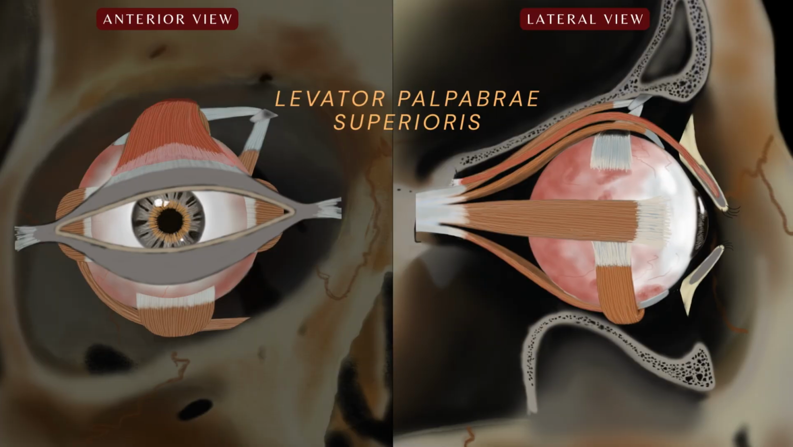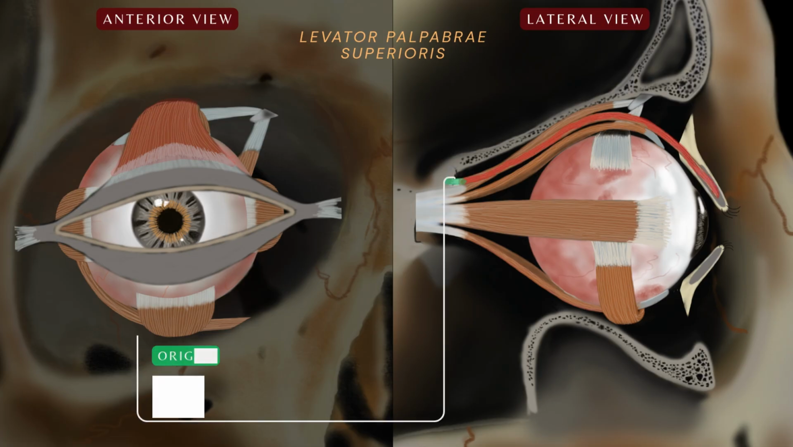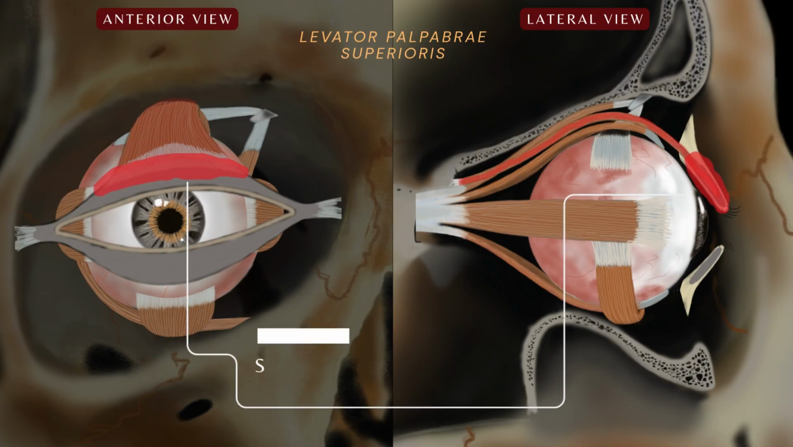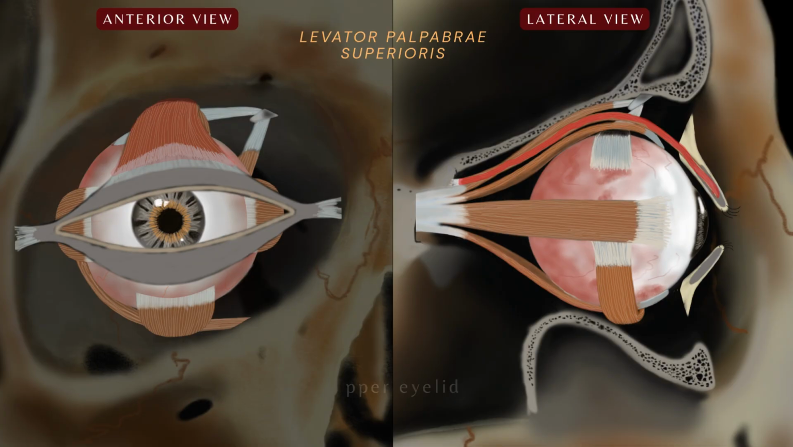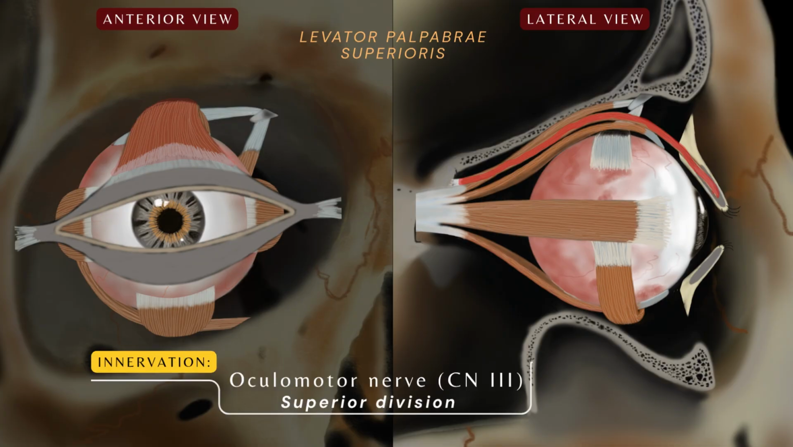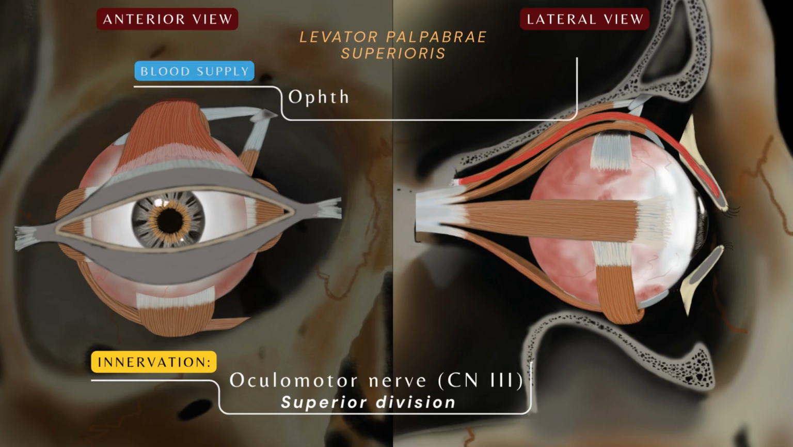The levator palpebrae superioris is a specialized muscle associated with the orbit. It originates from the lesser wing of the sphenoid bone, just superior to the optic canal, and travels anteriorly to insert into the superior tarsal plate and skin of the upper eyelid. It is innervated by the superior division of the oculomotor nerve, CN3, with additional smooth muscle support from the superior tarsal muscle, which is sympathetically innervated. Its blood supply is derived primarily from branches of the ophthalmic artery.